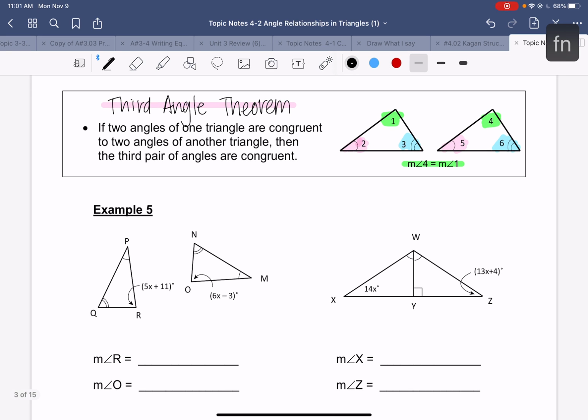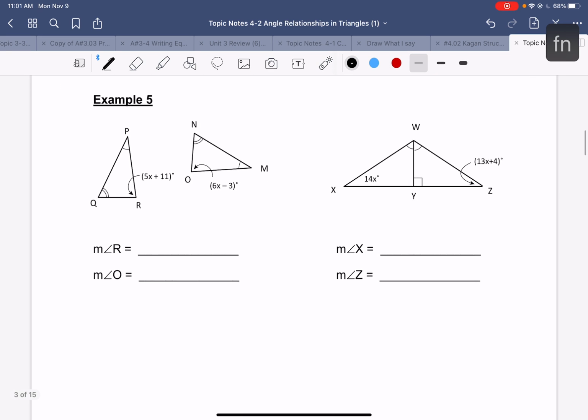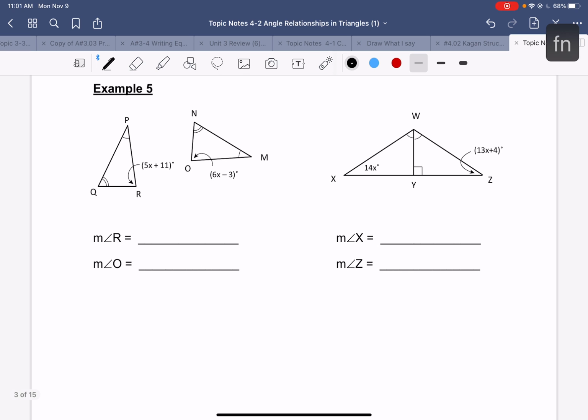Okay. So let me tell you how we're going to be able to apply this. So example 5 gives us two different triangles with angle tick marks. Okay, so what it's saying is that angle M is congruent to angle P. Angle N is congruent to angle Q. So that means by the third angle theorem that angle R is congruent to angle O. Well, our question wants us to find the measure of angle R and the measure of angle O. Well, here's how we're going to be able to find that.